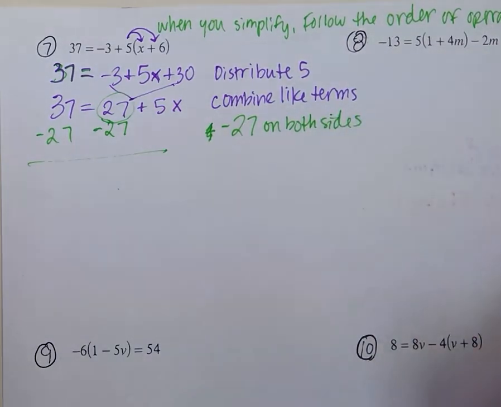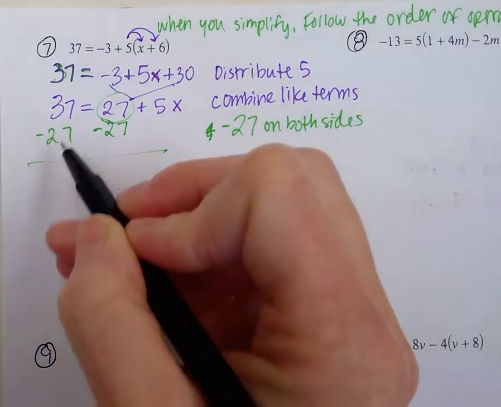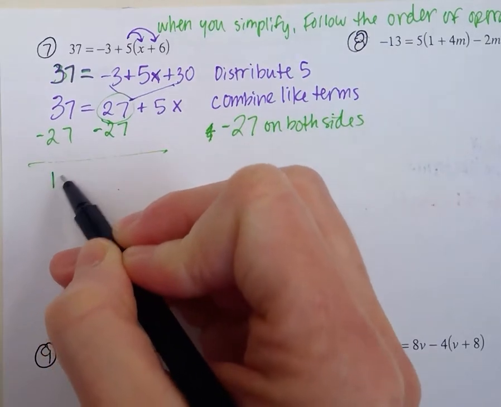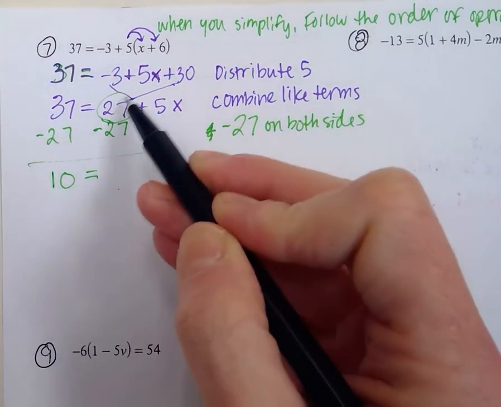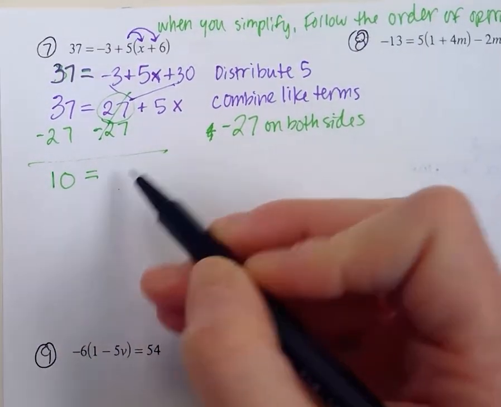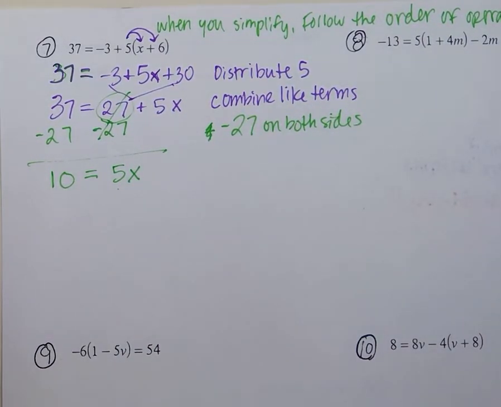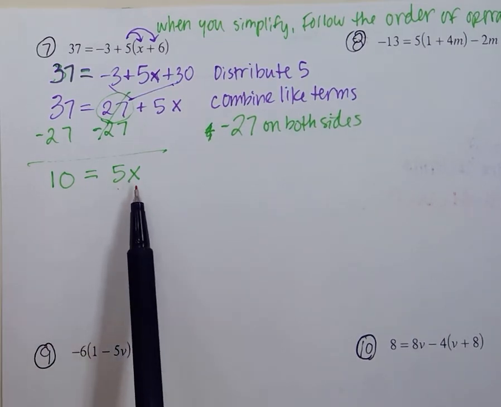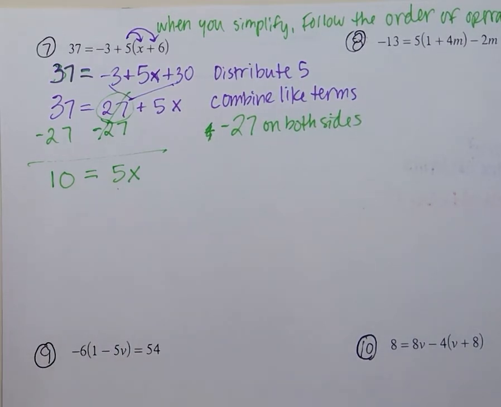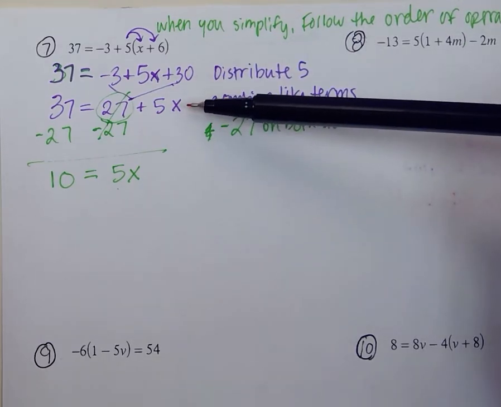So -27 on both sides. 37 and -27 make 10. Double check that you eliminated those, and then we get equals 5x. Now, hopefully at this point, you know what the solution is going to be. You should know that x equals 2. Some of you may have even realized x equaled 2 up here, and that's okay.